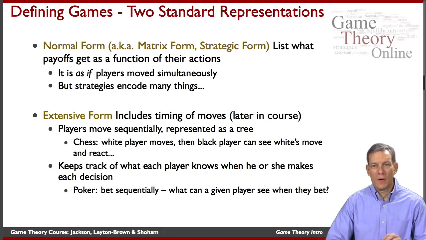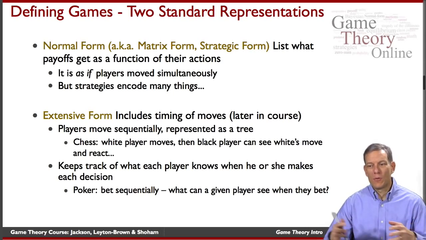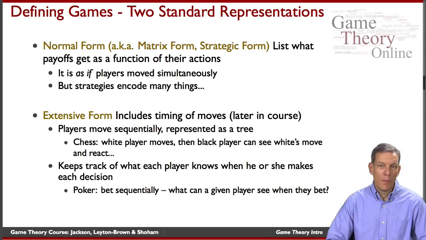So it keeps track of also what players know when they move. So in poker, somebody moves first, they make a bet, but the other player only sees the bet and not necessarily the cards that the other player sees. So in some cases, we'll have sequential games where players will have different information at different points in time, and we'll want to talk about modeling that explicitly too. So we're going to start out with the normal form, and then we'll move later in the course to the extensive form, and we'll talk about the relationship between these two in more detail.